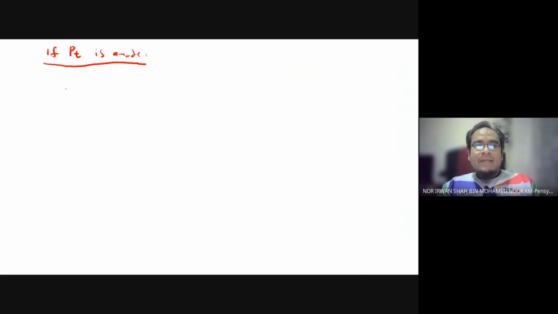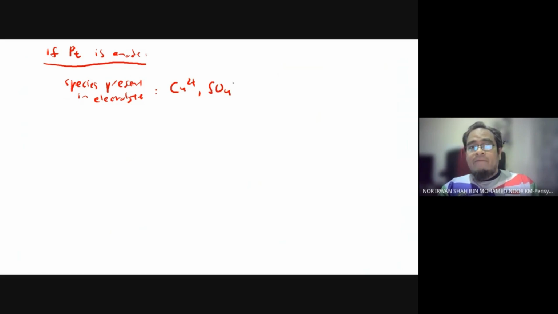Right. Jadi sekarang ni kita tahu mula-mula sekali apa yang kena buat: identify dulu apakah species present in electrolyte. Okay, you guys remember apa kita punya electrolyte? Electrolyte kita adalah copper sulfate solution. Jadi dalam copper sulfate ada apa? Yang pertama kita ada copper 2. Lagi? Sulfate. Ya betul. Kita ada sulfate. And what else?